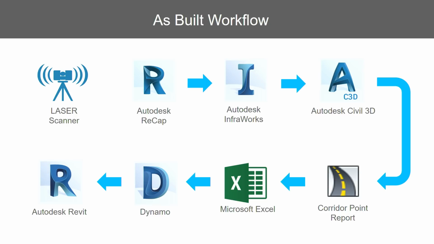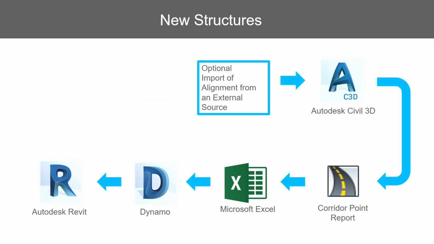Now, it sounds like a fair old workflow, but the interesting thing with this is, if I go back and actually change the Civil 3D alignment, Revit will update all of the components in the platform because it's linked to the spreadsheet. Now, of course, as an as-built workflow, you wouldn't really want to do that, but if it was a new structure, then of course you would. So you can see for new structures, the workflow is almost identical, but of course we just drop out the reality capture part because there's no existing structure.